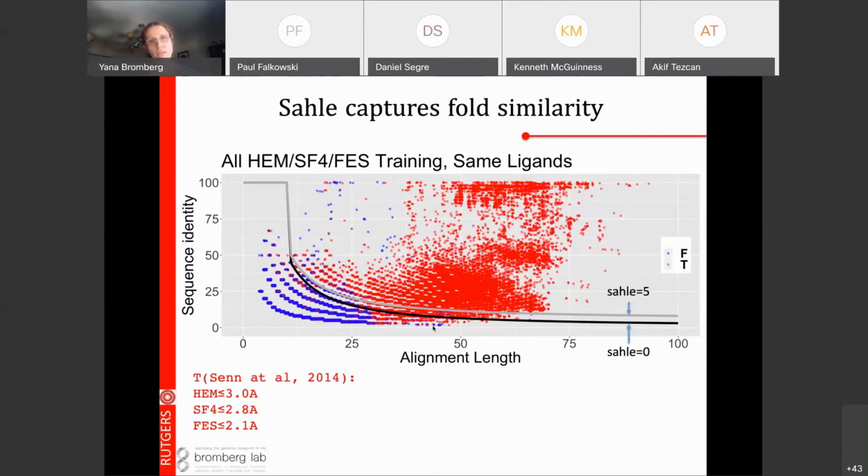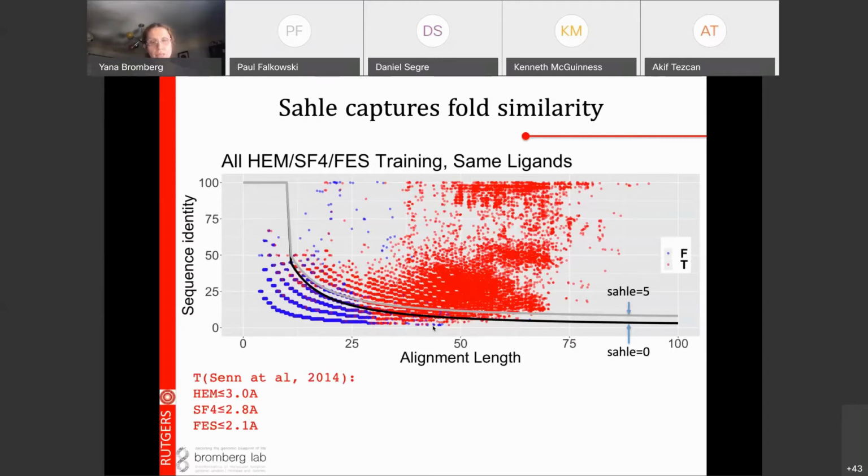So what you're looking at here is this training set that we had. You are mapping sequence identity versus alignment length in the heme binding and iron sulfur cluster binding spheres. And what we came up with in 2014 was this cutoff of similarity of spheres being dependent on how far the centers of ligands are within the binding. So if you took two spheres and you aligned them and they were binding heme, the heme centers would need to be less than 3 angstroms away in order for the alignment to be considered correct.